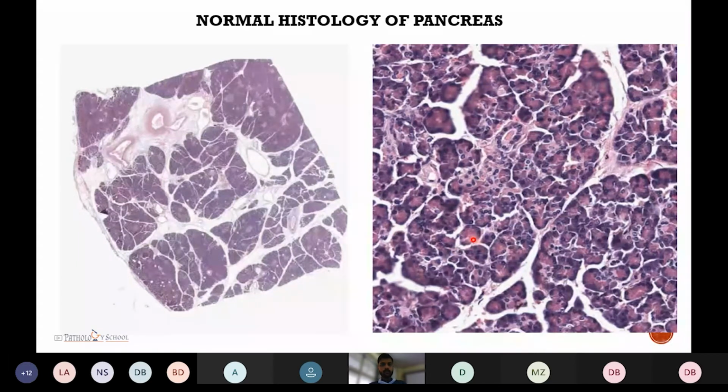These acinar cells have zymogen granules in them. These zymogen granules secrete the digestive enzymes, and they basically contain proenzymes which are in an inactivated state, not in an activated state.